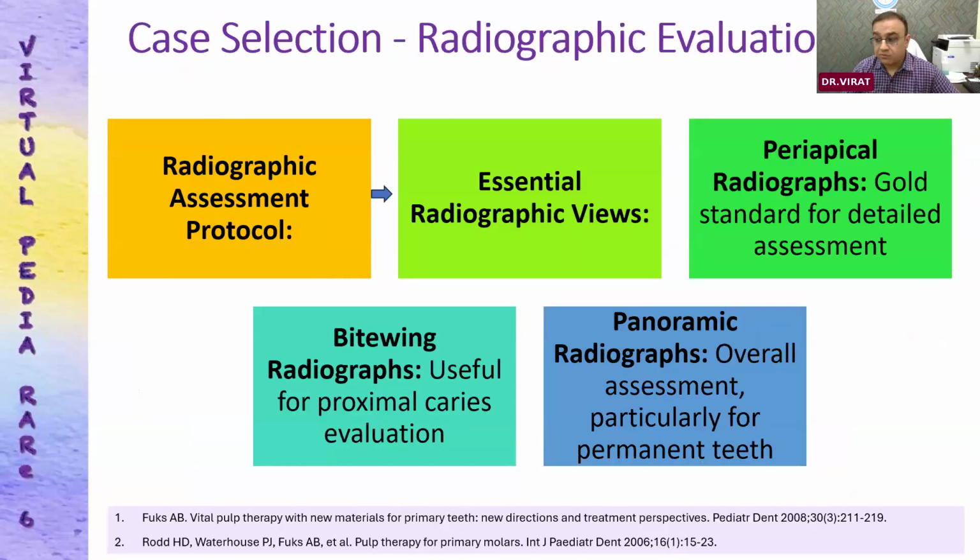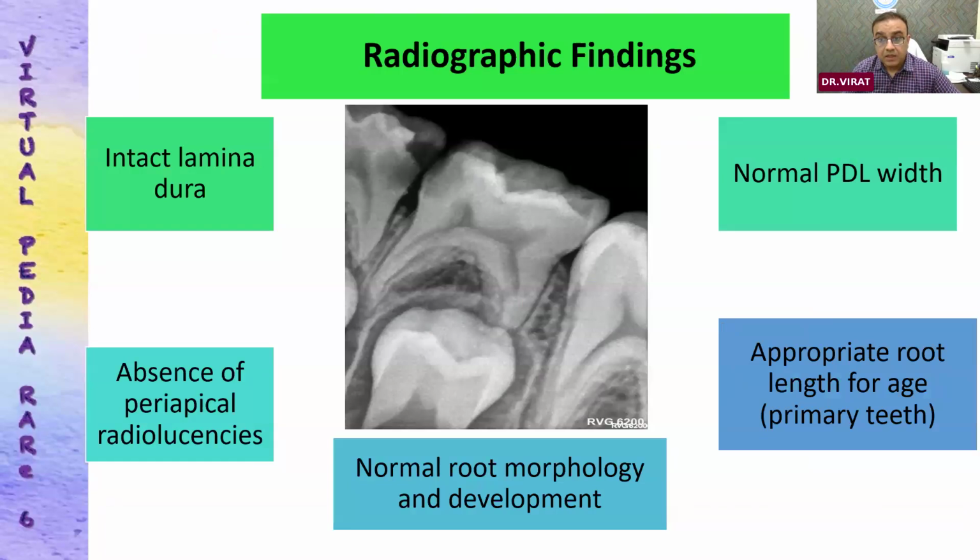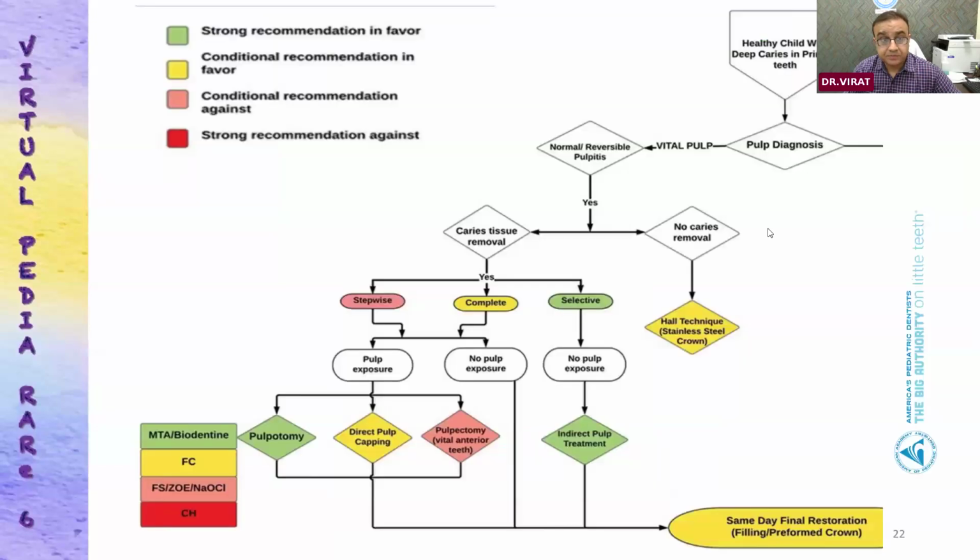Coming to the radiographic evaluation, the radiographic assessment protocol includes basically the first essential, which is good periapical radiographs, and OPG and bitewings can be adjuncts to this. So for the normal radiographic findings in cases of vital pulp therapy treatments, the findings to be checked are: first, normal PDL width, the appropriate root length for that particular age, normal root morphology and development, absence of periapical radiolucencies, and intact lamina dura.